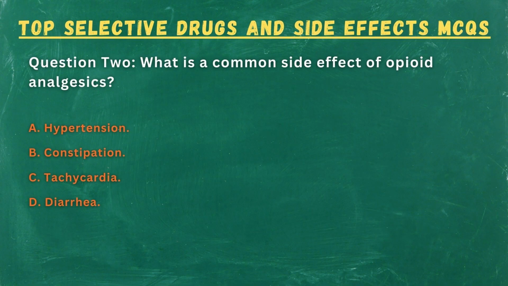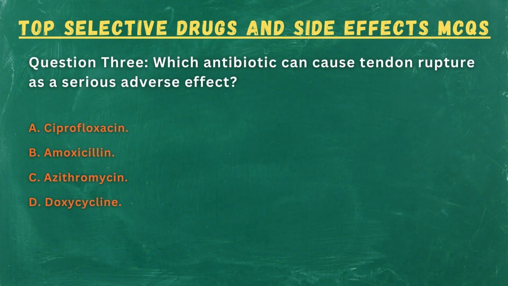Question 2. What is a common side effect of opioid analgesics? A. Hypertension. B. Constipation. C. Tachycardia. D. Diarrhea. Answer. B. Constipation.